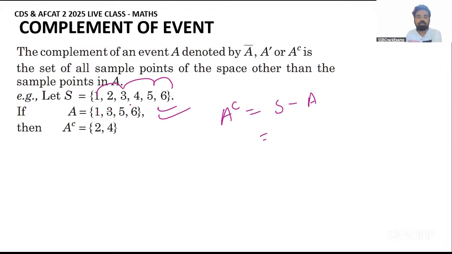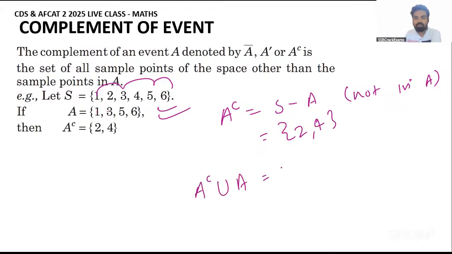You need to subtract A from the whole sample space, and you will get those elements which are not in it. So this is nothing but 2 common. And always remember, A complement union A is always the sample space.